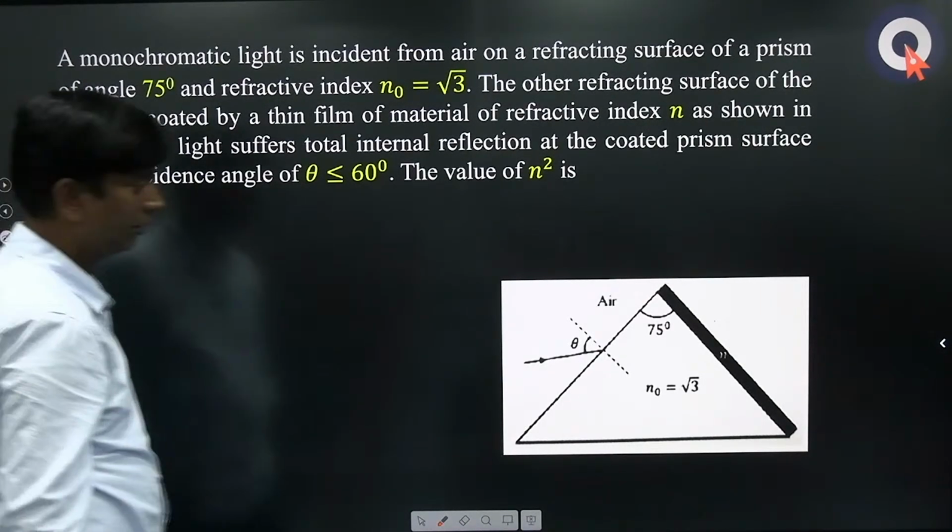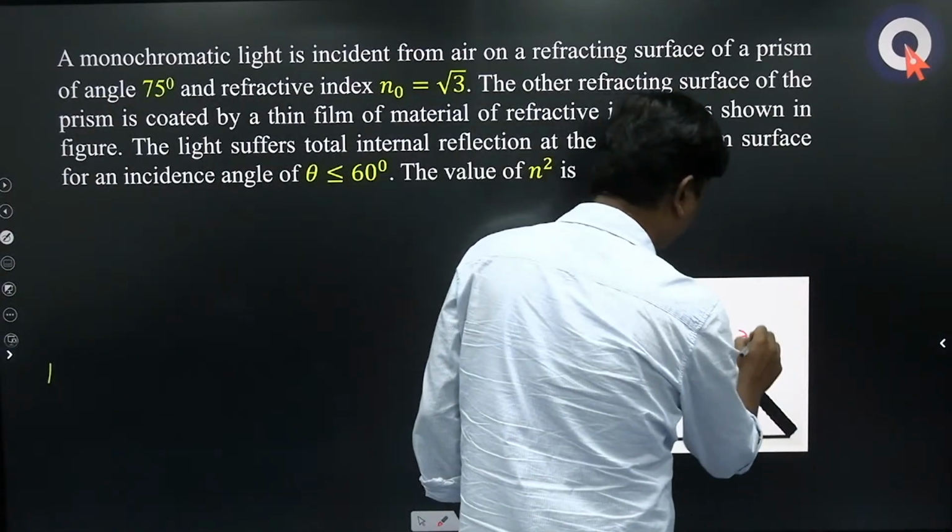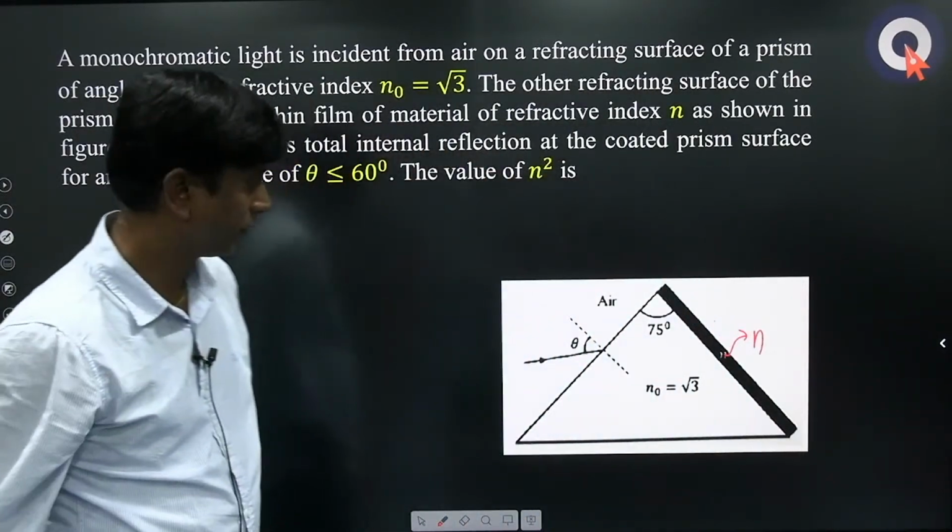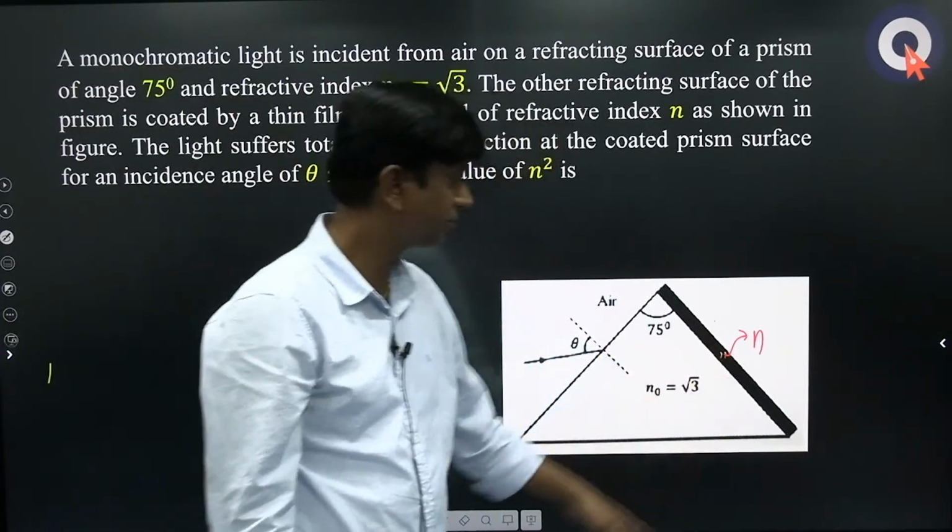What do you think? So this is having a value of n. It is undergoing total internal reflection here.